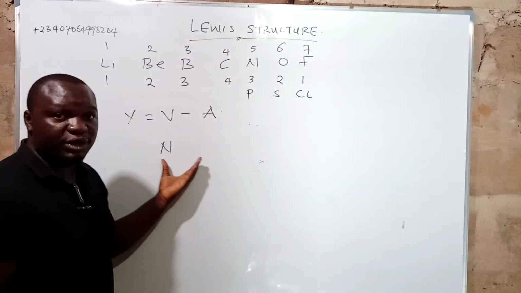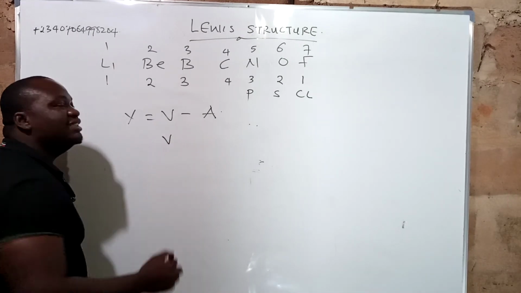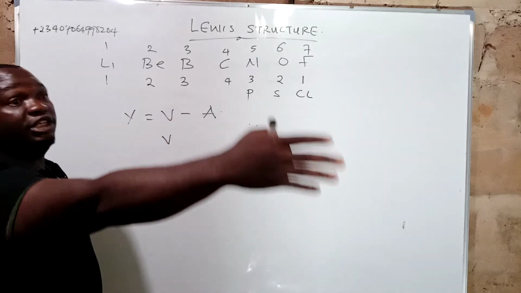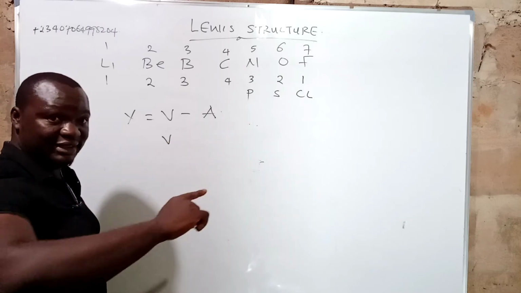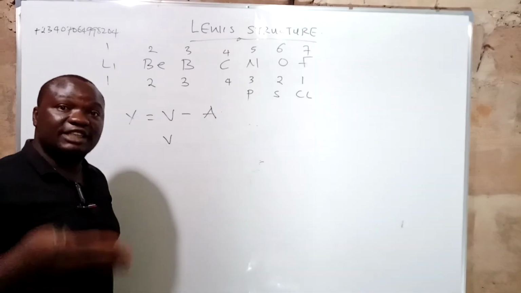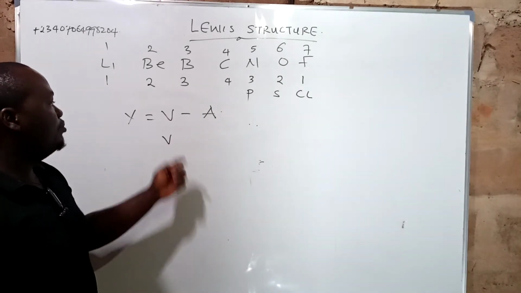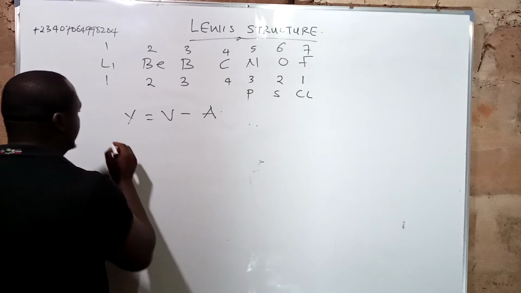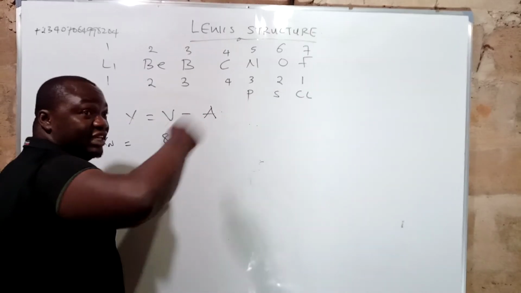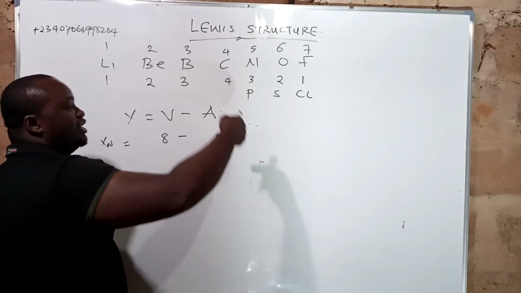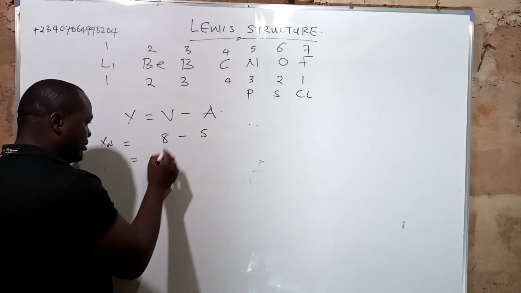And that is when we come here. Now, this V means the total valence electrons it needs to attain the octet structure, which is 8. A means the valence electrons available. Are you getting me? So if I wanted to calculate X for nitrogen, it will be the total number of valence electrons it needs, 8, minus the valence electrons nitrogen has, which is 5. And so you have 8 minus 5 to be 3.